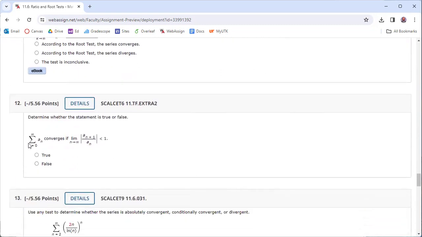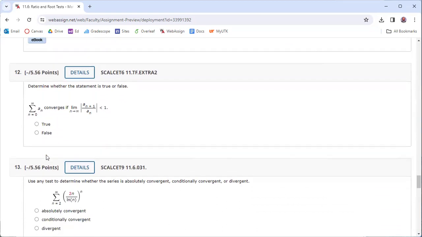Okay, determine whether true or false. If the series converges if this is less than 1, yeah, that's true. If this thing is less than 1, then the series converges. In fact, it converges absolutely, but converging absolutely means you converge without the absolute value being explicitly articulated. So, right, this is definitely true.